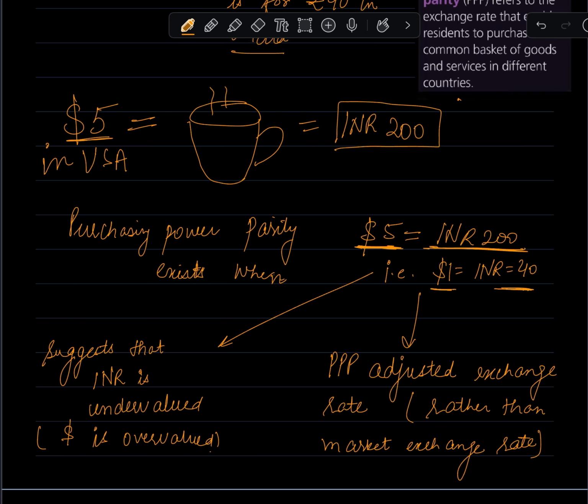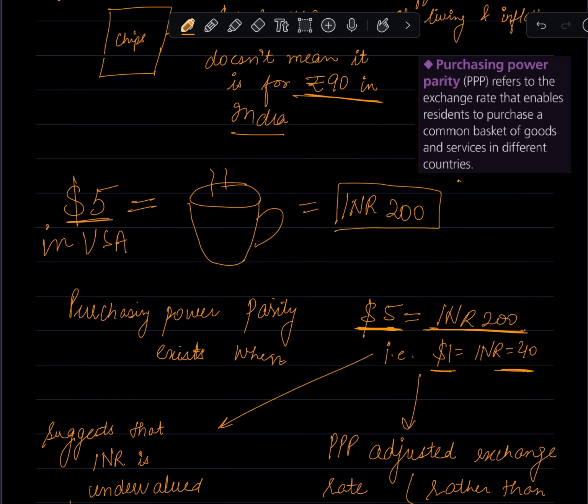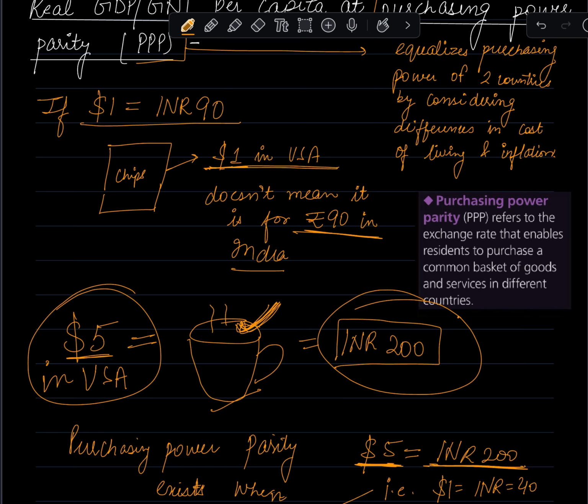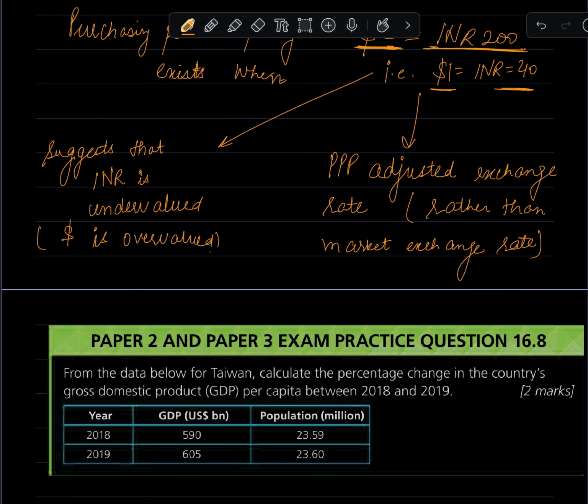Purchasing power parity actually adjusts. It is basically the adjusted exchange rate rather than market exchange rate. It shows you the value of two currencies that can be used to buy the same goods and services. It considers differences in the cost of living and the inflation of that country.